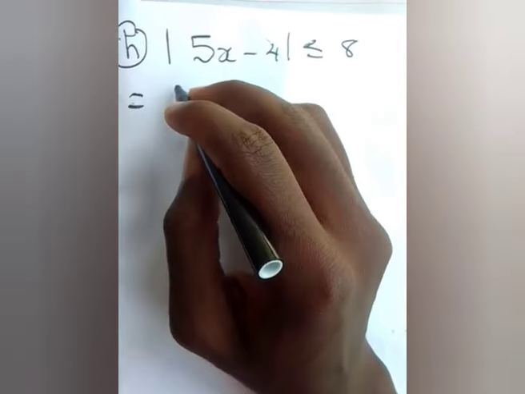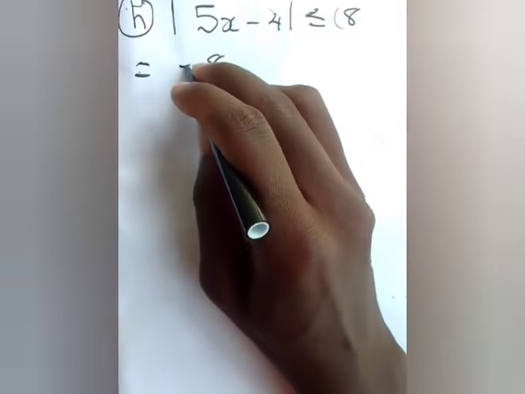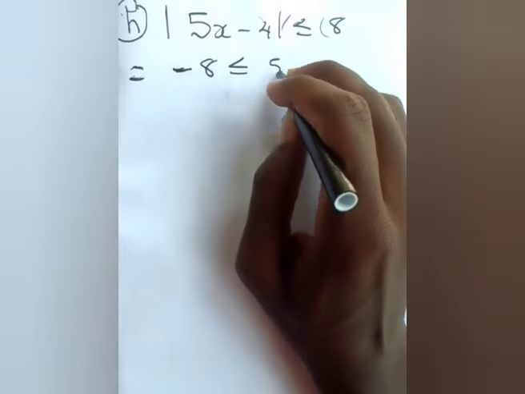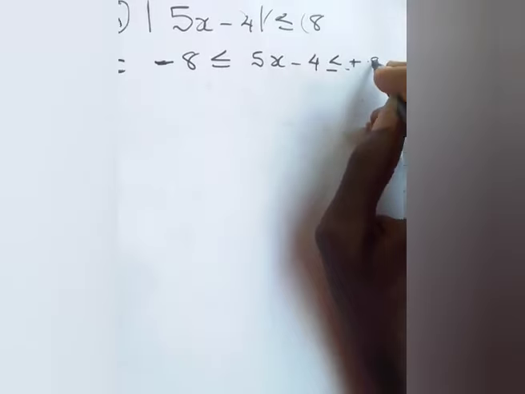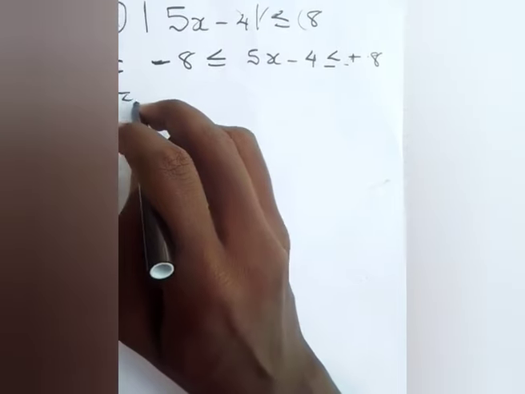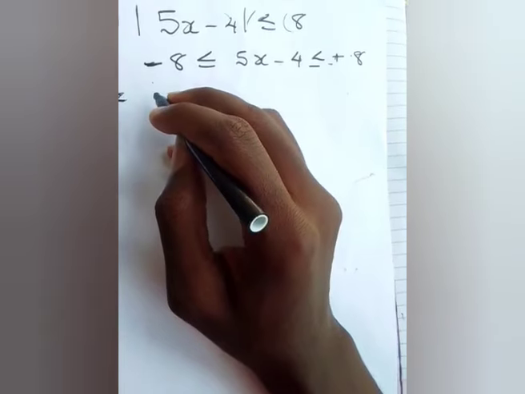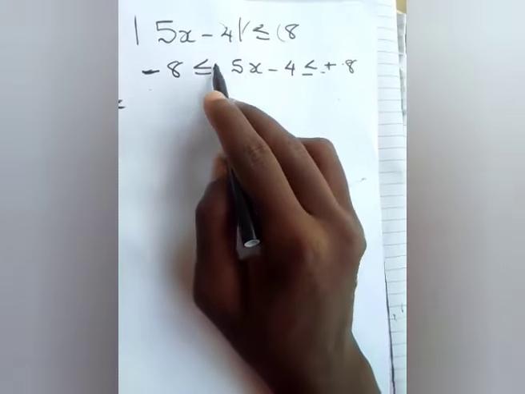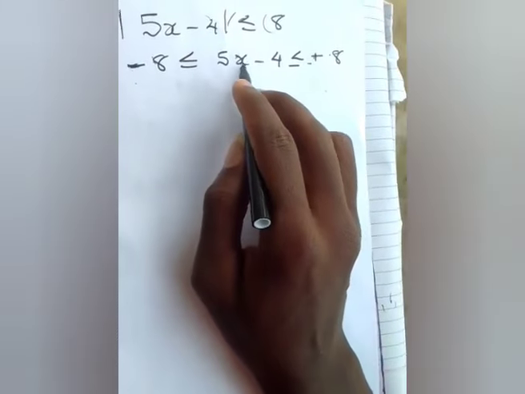So this one, we are going to do the same thing. We begin with what is here, but we put a negative, negative 8, get the symbol that is here, less than or equal to, and here we have 5x minus 4, less than or equal to positive 8. Alright? So this is what we have right now. But how do we proceed from here? What will tell you the number that you're going to add on all the sides, the left, middle, and the right side, is this middle part.